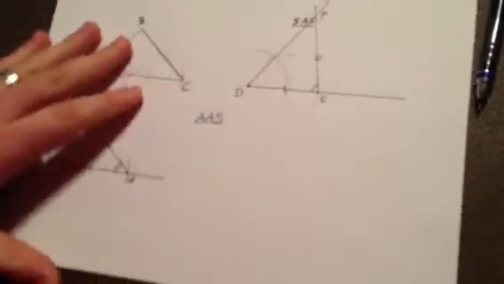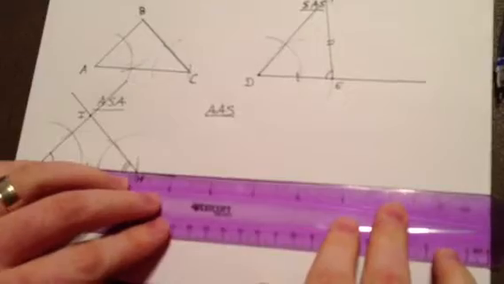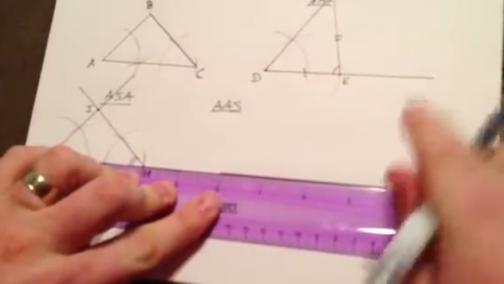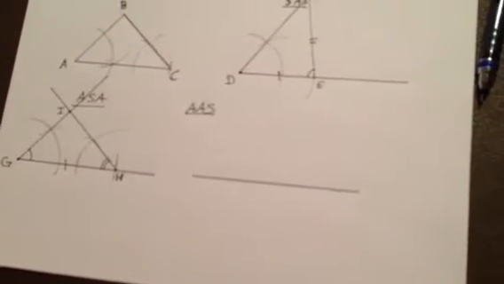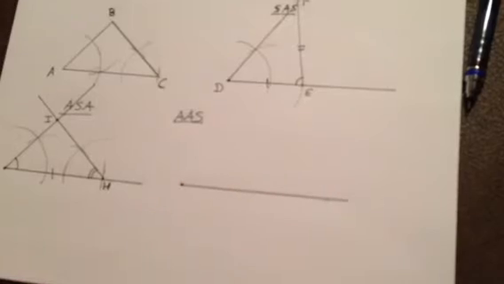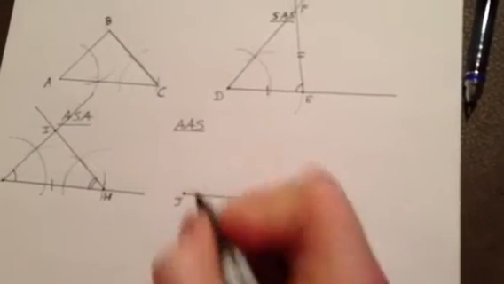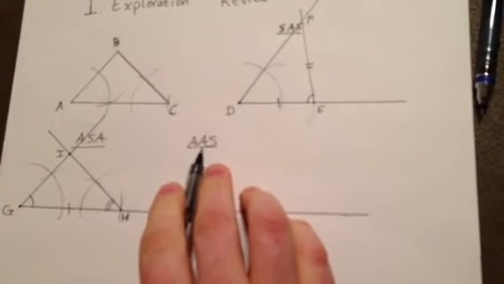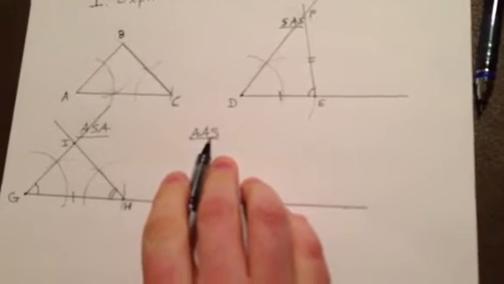Now for angle, angle, side. Again, draw your line. The first step you always do is you draw a really long line as your base. It's where you're going from. Since this is a new triangle, I'm going to do J for my new point. So again, I have to copy angle, then a side, in that order.